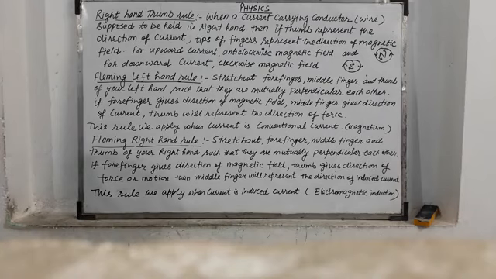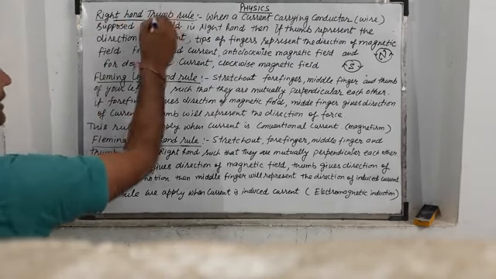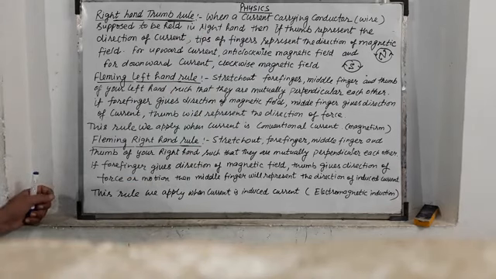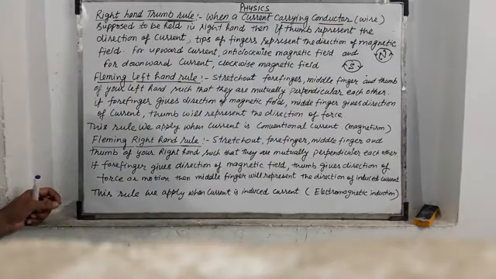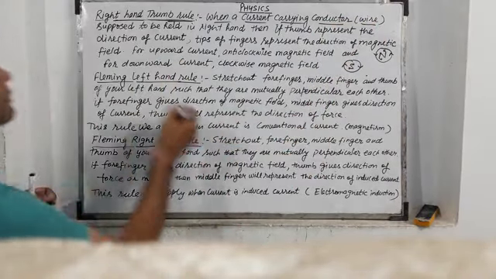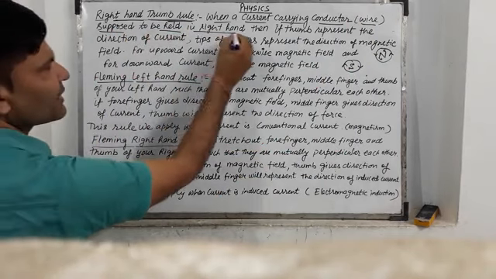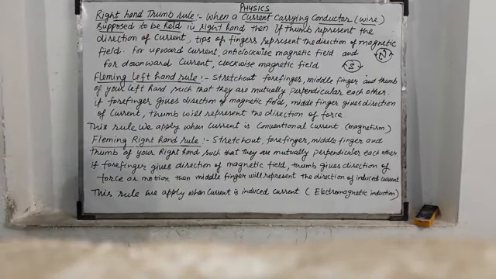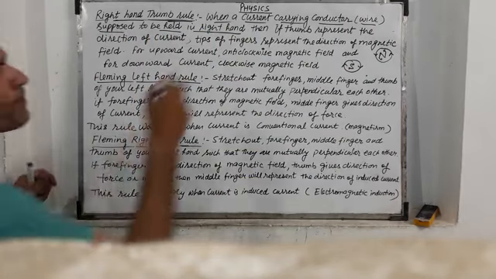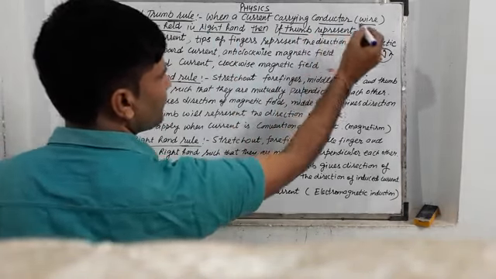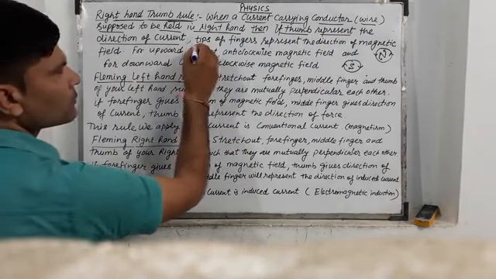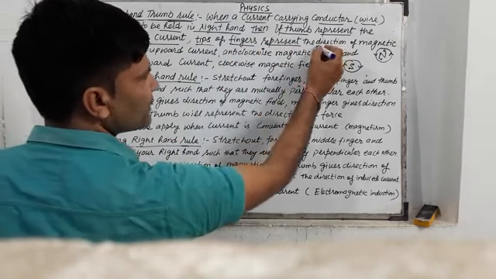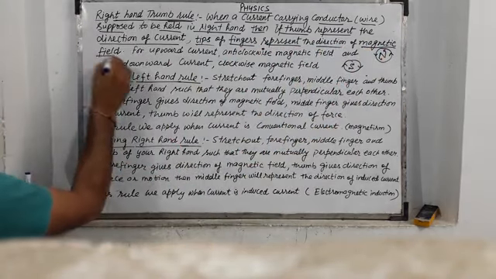Now the three rules to find the direction of magnetic field are there. The first is the right hand thumb rule. According to the right hand thumb rule, when a current carrying conductor, meaning a wire, is held in the right hand like this, if the thumb represents the direction of current, the tips of the fingers represent the direction of magnetic field.